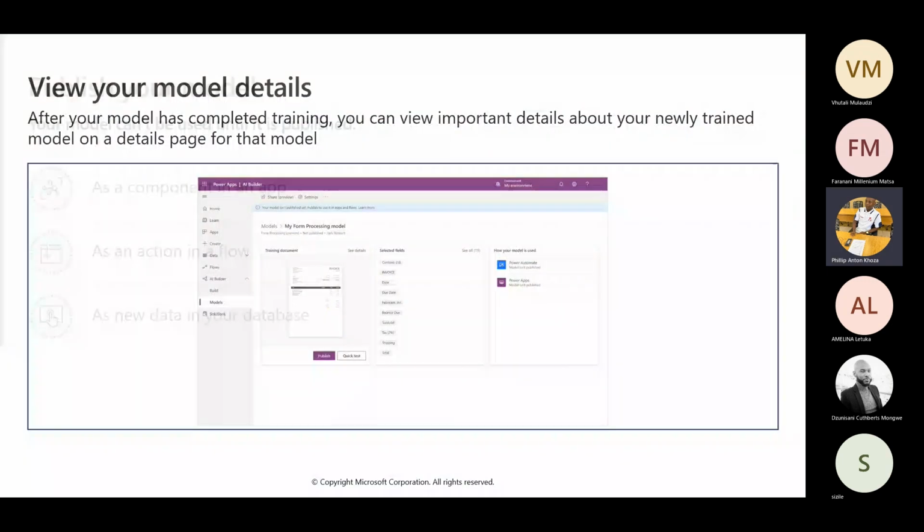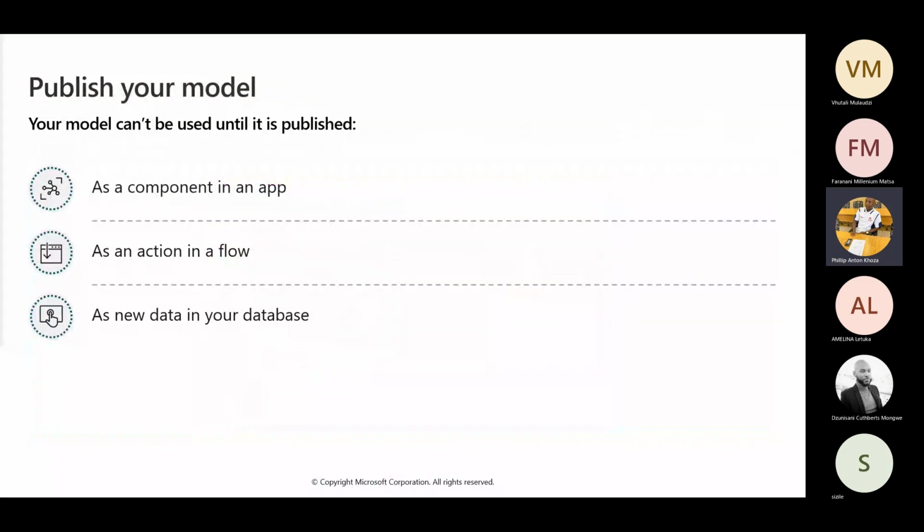And now let's look at publishing your model. Your model can be used until it is published. If you are satisfied with your model, you can select the publish button to make it available. The three main ways you can use your models are as a component in an app, as an action in a flow, or as new data in your database.